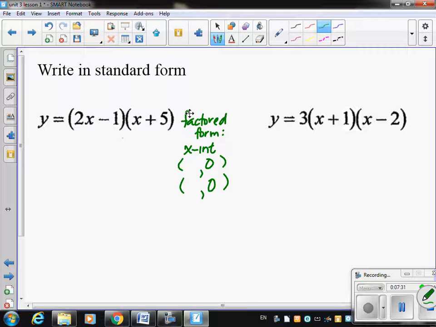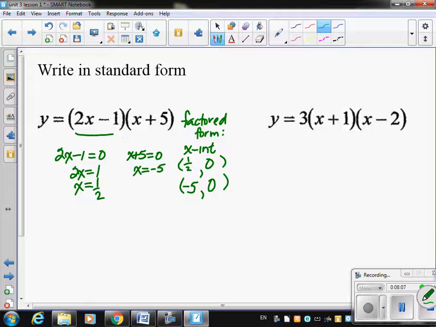So last unit we were setting each one of those brackets equal to 0 separately and solving to find our 2 x-intercepts. The first bracket, 2x subtract 1, if that is equal to 0, I'm going to add 1 to both sides and divide by 2. So I have an x-intercept of a half that was hiding a little bit in that bracket. x plus 5 equals 0 is my other x-intercept. I'm going to subtract 5 from both sides, and I have my second x-intercept. That one's easier to see.